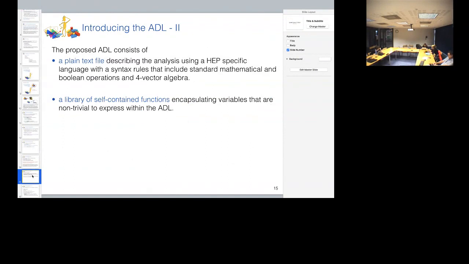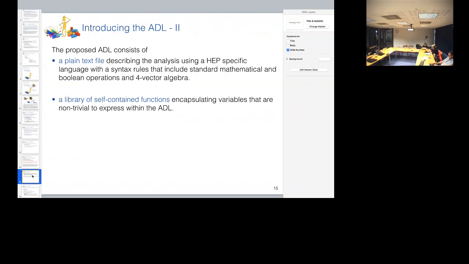So what is this proposed ADL? Well, it's basically just a plain text file that describes an HEP-specific language with rules that we hope are robust and sufficiently expressive to express what we wish to do in analyses and have done in analyses. And of course, those rules include standard mathematical and Boolean operations and four-vector algebra.